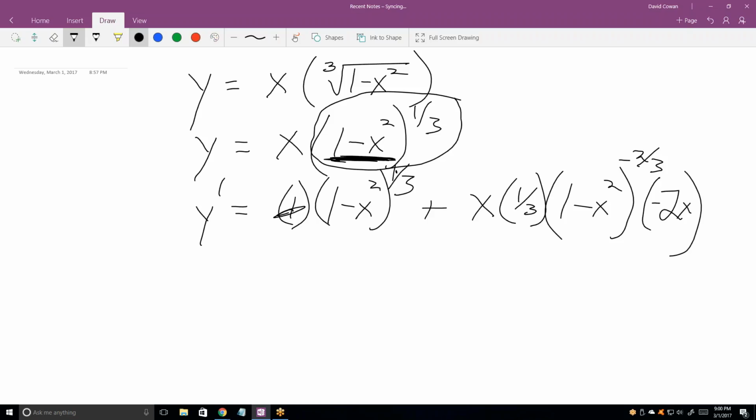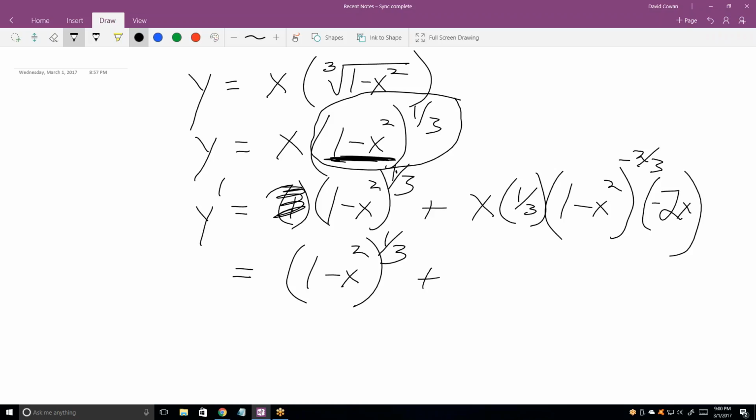Don't need this one here. And I can write this a little nicer. Let's simplify this a little bit. In other words, a lot of derivative calculus is hard algebra. Okay? In other words, you need to be able to simplify this.